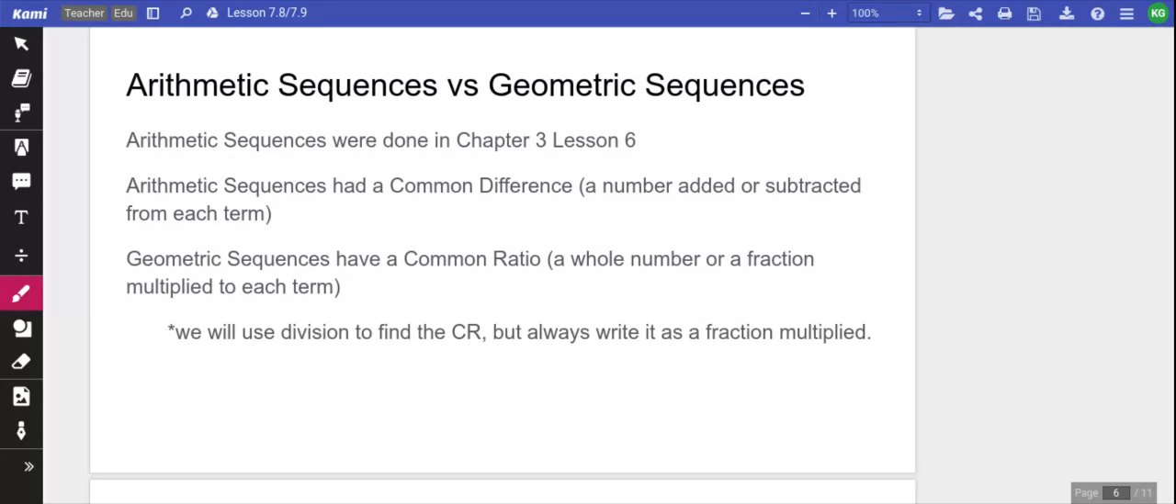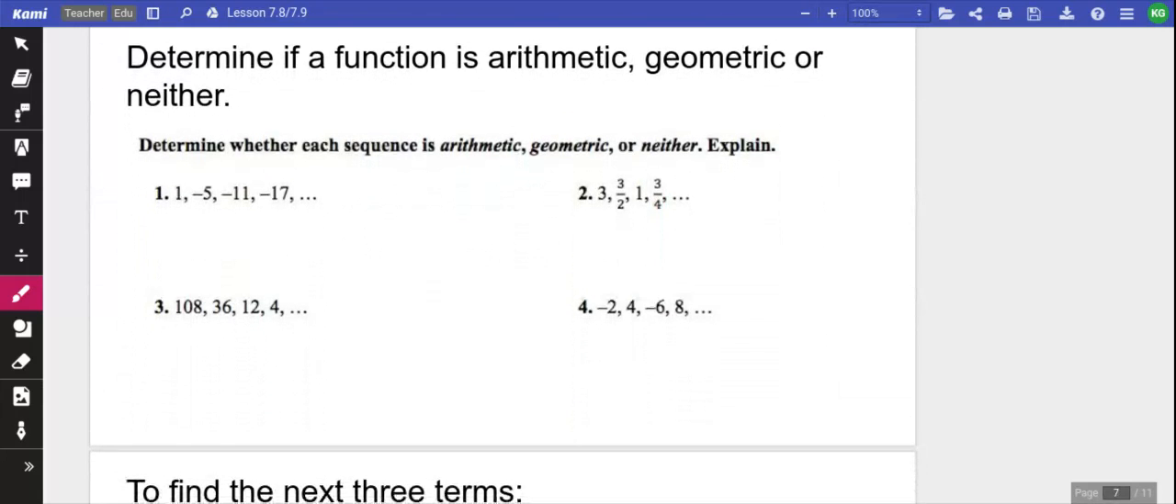And we're going to figure out what that common ratio is, and then we're going to write it in an equation. So this first part says determine if the function is arithmetic or geometric or neither. So we're going to check here how much is the change to go from 1 to -5, subtract 6. From -5 to -11, subtract 6. And from -11 to -17, subtract 6. So since we were doing subtraction, this one is arithmetic.